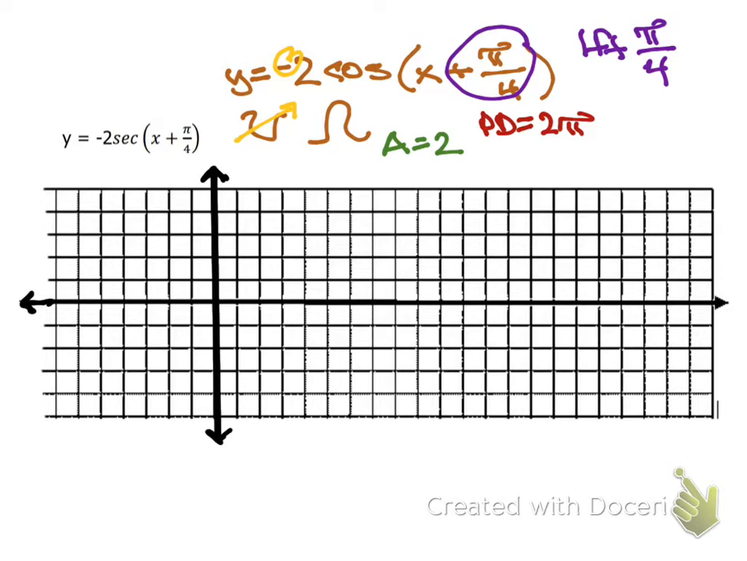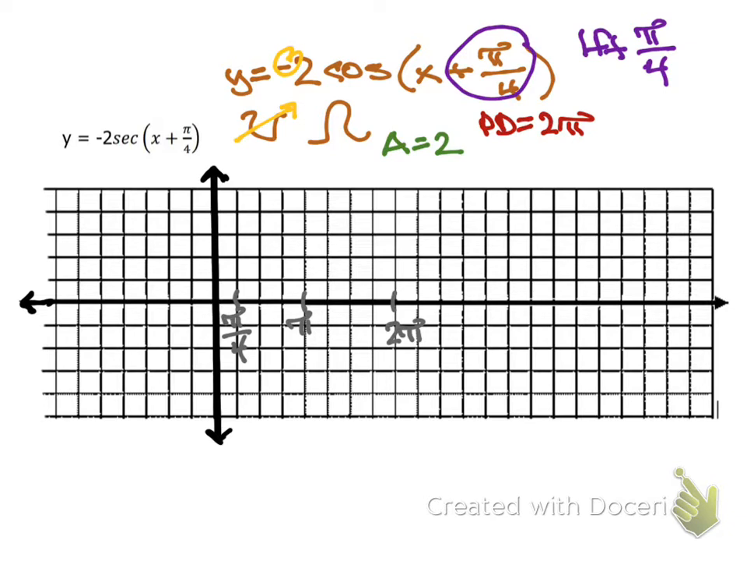Now we need to decide what we want the scale to be on our graph. We are moving left pi over 4 and our period is 2 pi. Let's go ahead and make one box pi over 4. Then 8 boxes would be 2 pi, right? 2, 3, 4 is pi. There's 2 pi.